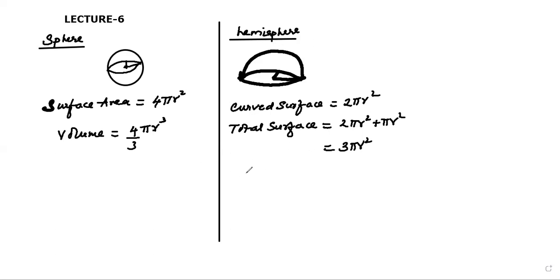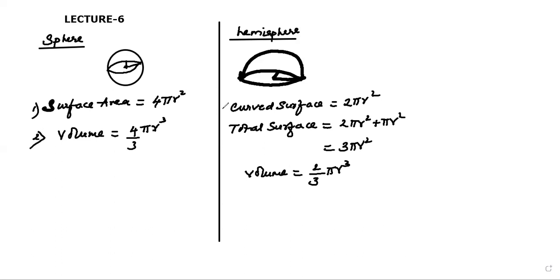Then, children, volume. The volume of a hemisphere should be exactly half of the volume of the sphere. अगर volume of the sphere को half से multiply किया, 2 ones are 2, twos are 4, so 2 upon 3 pi r cube it will become. Got it, children? So remember, in a sphere only two formulas you should remember. One is surface area, second one is volume.